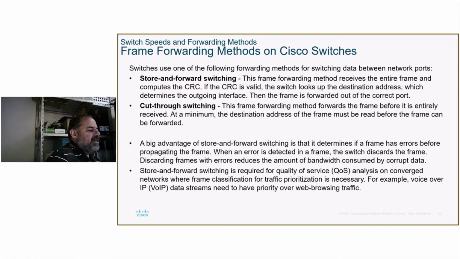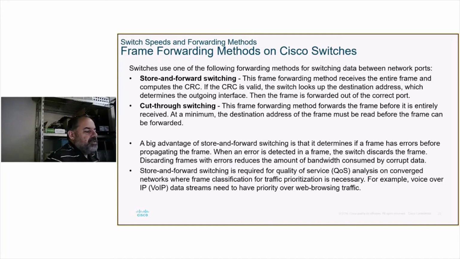A big advantage of store and forward is that it determines if a frame has errors before propagating the frame. When an error is detected in a frame, the switch discards the frame. Discarding those frames reduces errors and the amount of bandwidth consumed by corrupt data. So that's nice, but of course, how many errors happen these days? It's a lot more reliable than it used to be.